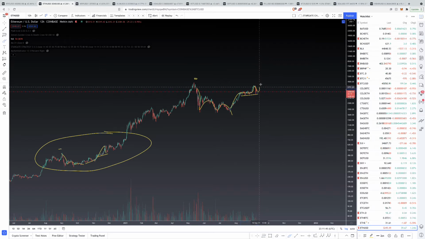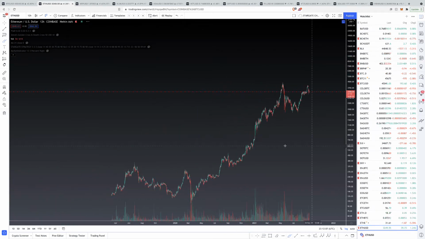So we might just see some ranging for a little bit, until we finally are able to break out. And when we break out of this, it's going to be explosive. We're going to go from like $4,000 to $8,000 real quick, and it's going to happen maybe in October, and then things will really heat up in November, December, where we can see Ethereum go from $10,000 to $20,000. So that's what I'm seeing with Ethereum.